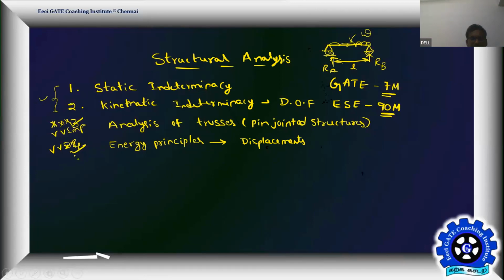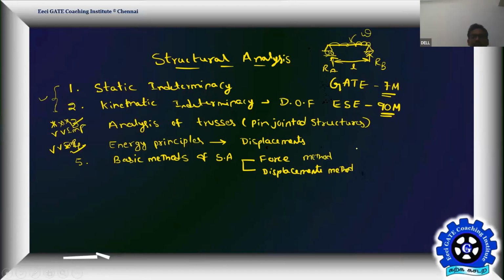And the fifth topic is all about the basic methods of structural analysis. So what are the basic methods of structural analysis? We'll see that here, basic methods of SA, meaning structural analysis. We have the force method of analysis, and we have the displacement method of analysis. So there are several methods available here, the force methods and the displacement methods. We use any one of them depending upon the type of structure we analyze. The most preferable method for analysis of structures is the displacement method.